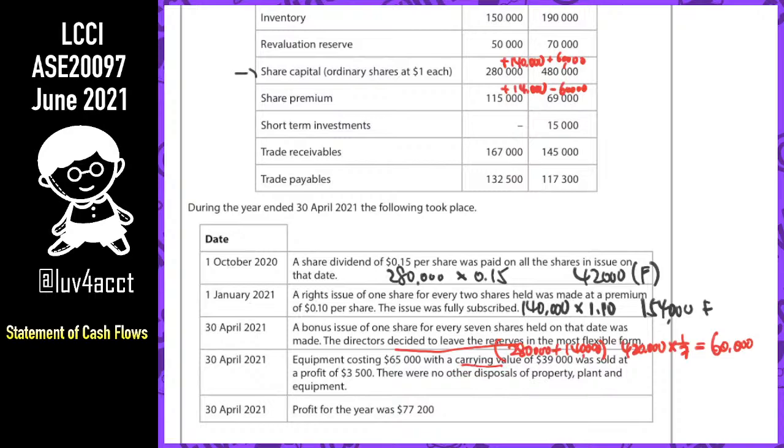Let me erase what is on top first, because we've already finished this part. So equipment costing 65,000 with a carrying value of 39,000 was sold at a profit of 3,500. There were no other disposal of property, plant, and equipment. So one disposal. But when we look at this, we have to be careful.